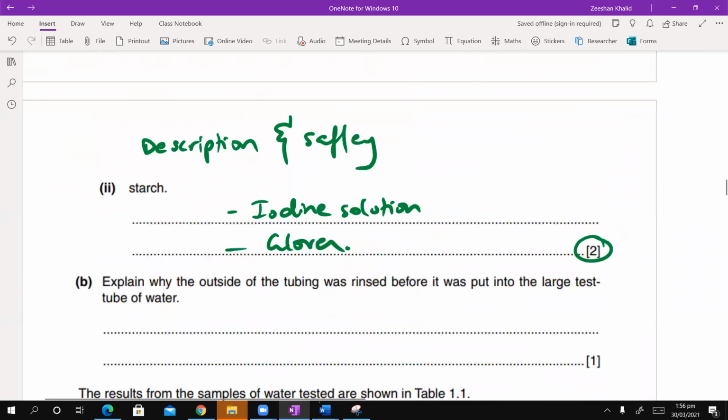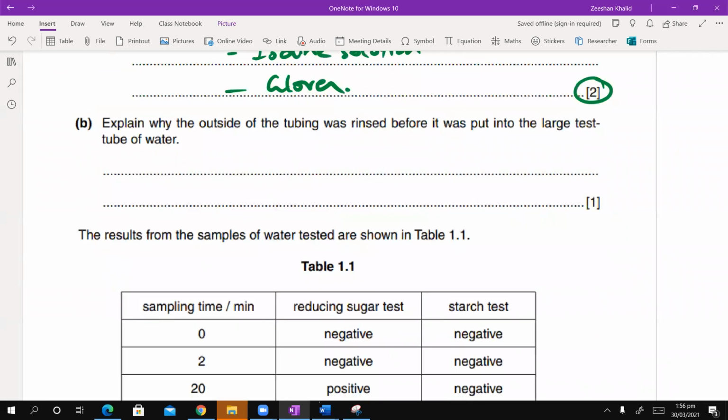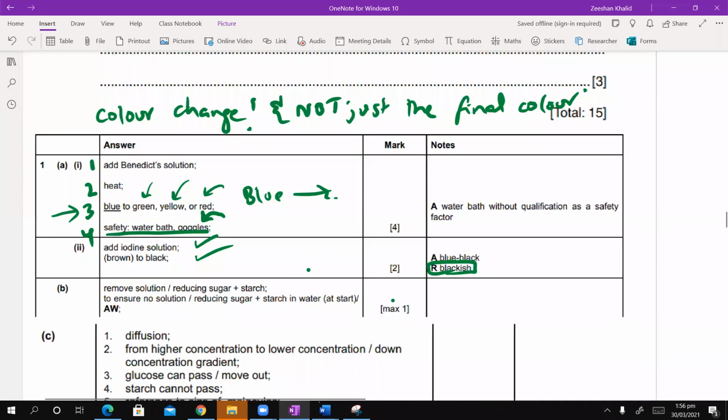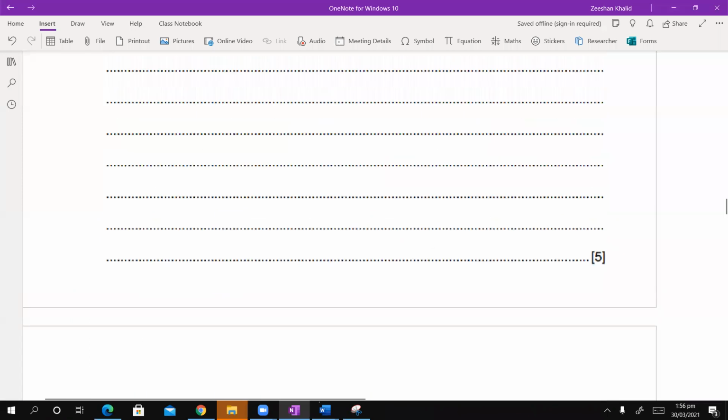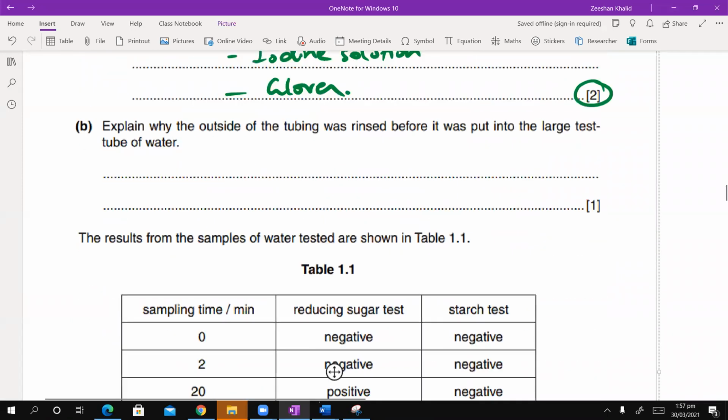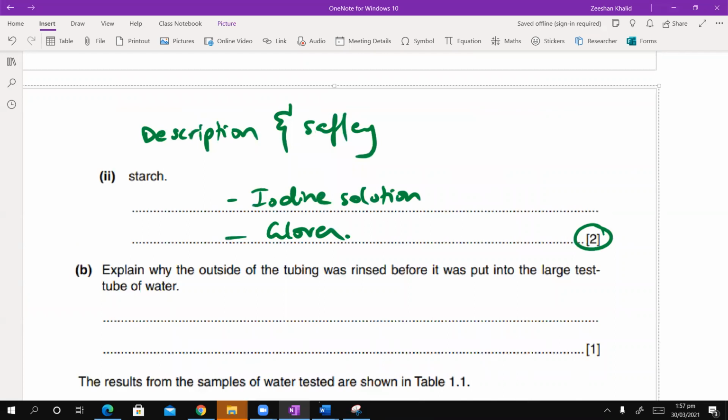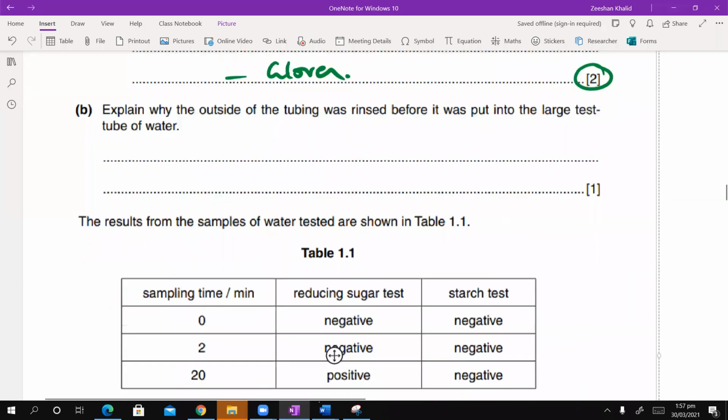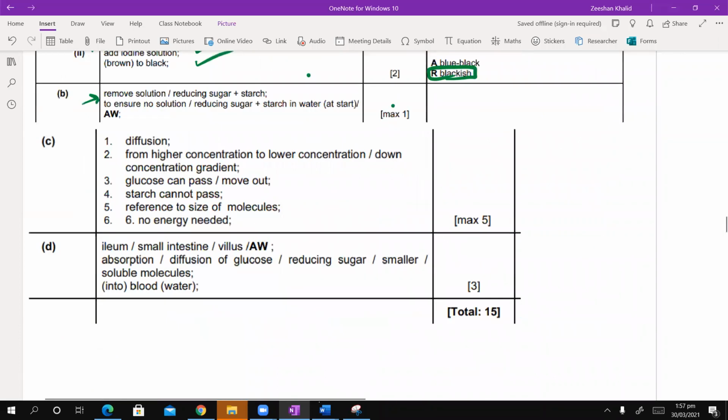चलिए जी आगे चलते हैं. Explain why the outside of the tubing was rinsed before it was put into the large test tube of water. I think somebody answered this for me already. It is to remove reducing sugar and starch, yeah, to ensure that there's no solution already inside the test tube, because glucose ने dissolve होके बाहर आना है और अगर हमने उसको पहले से साफ नहीं किया, then that would cause a problem. Okay, so that's why it's important. Let's see what the examiner has to say about this also.